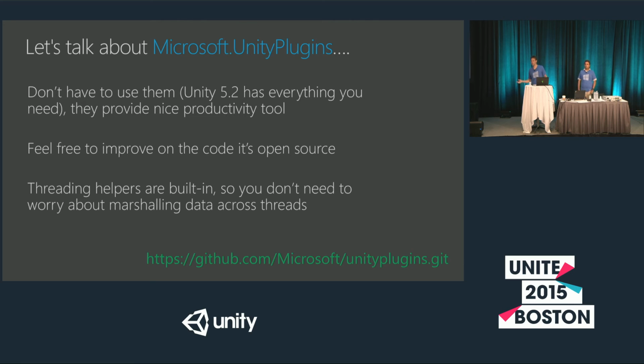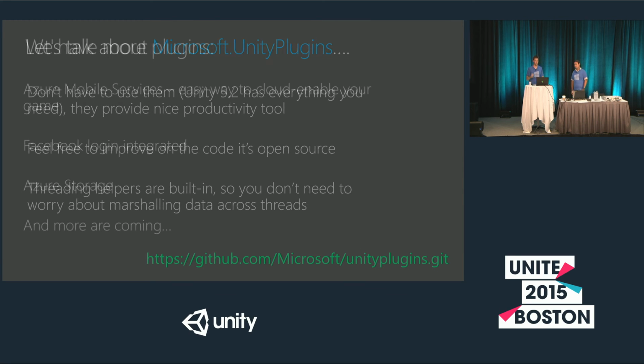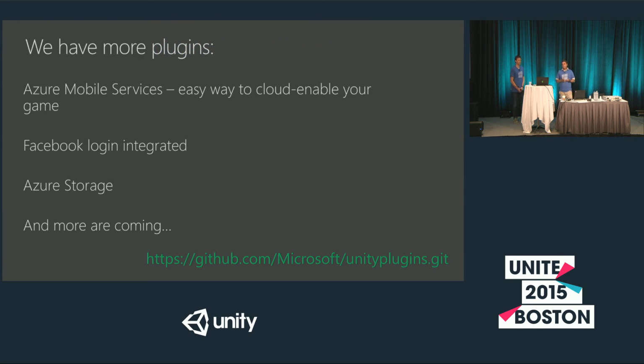Again, you don't have to use them, so this is something which is created for you to give you a little productivity tool, essentially a set of open source code snippets that you guys can use, nicely wrapped into Unity plugins. Unity 5.2 has everything you need to build Windows 10 apps. Feel free to improve on the code. It's open source. Unity, in the keynotes, if you guys noticed that, they put a lot of attention to threading. So we actually made this super simple from the plugin perspective. So all the threading issues are taken care of within the plugins. Exactly. We have more plugins, actually, than what we showcased.